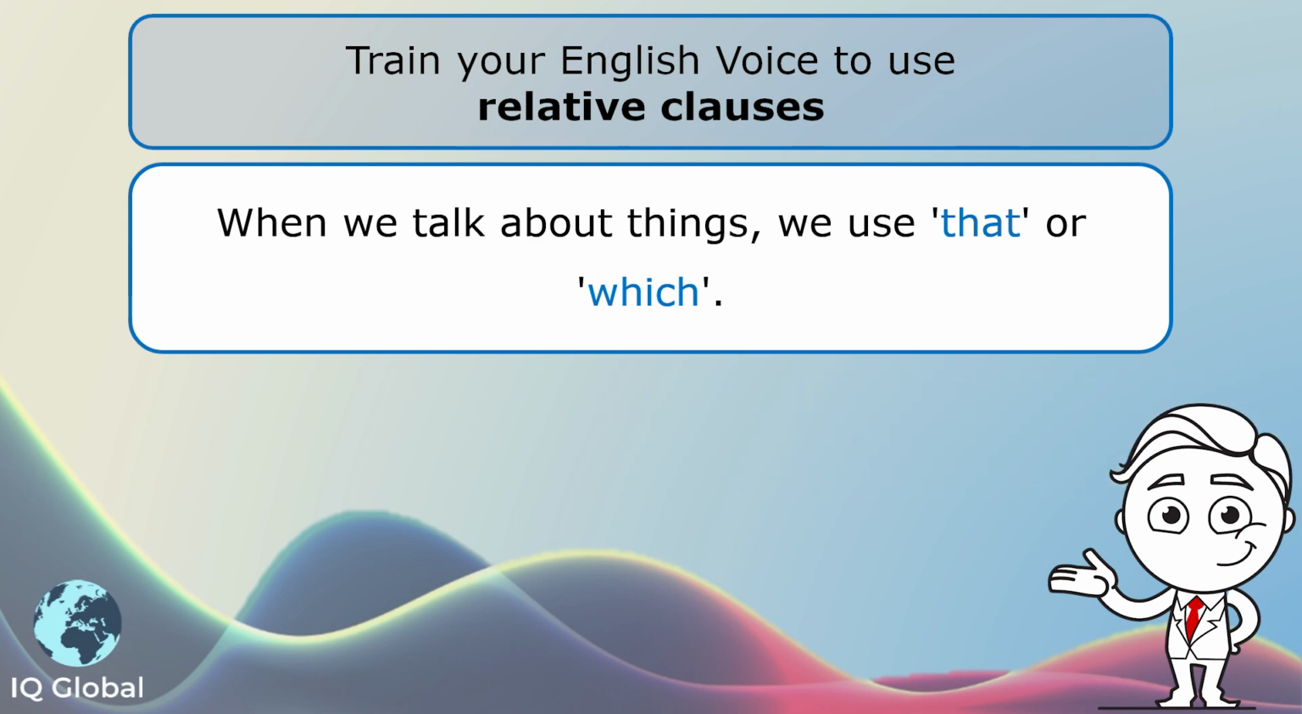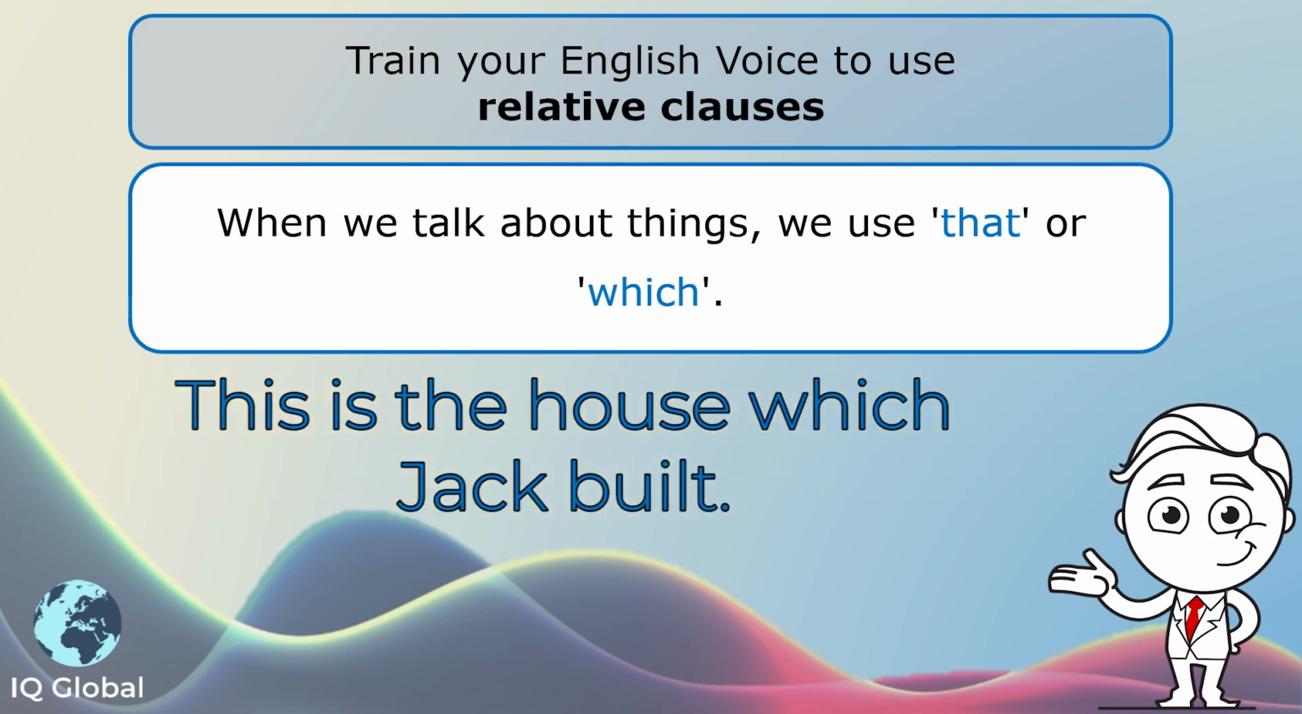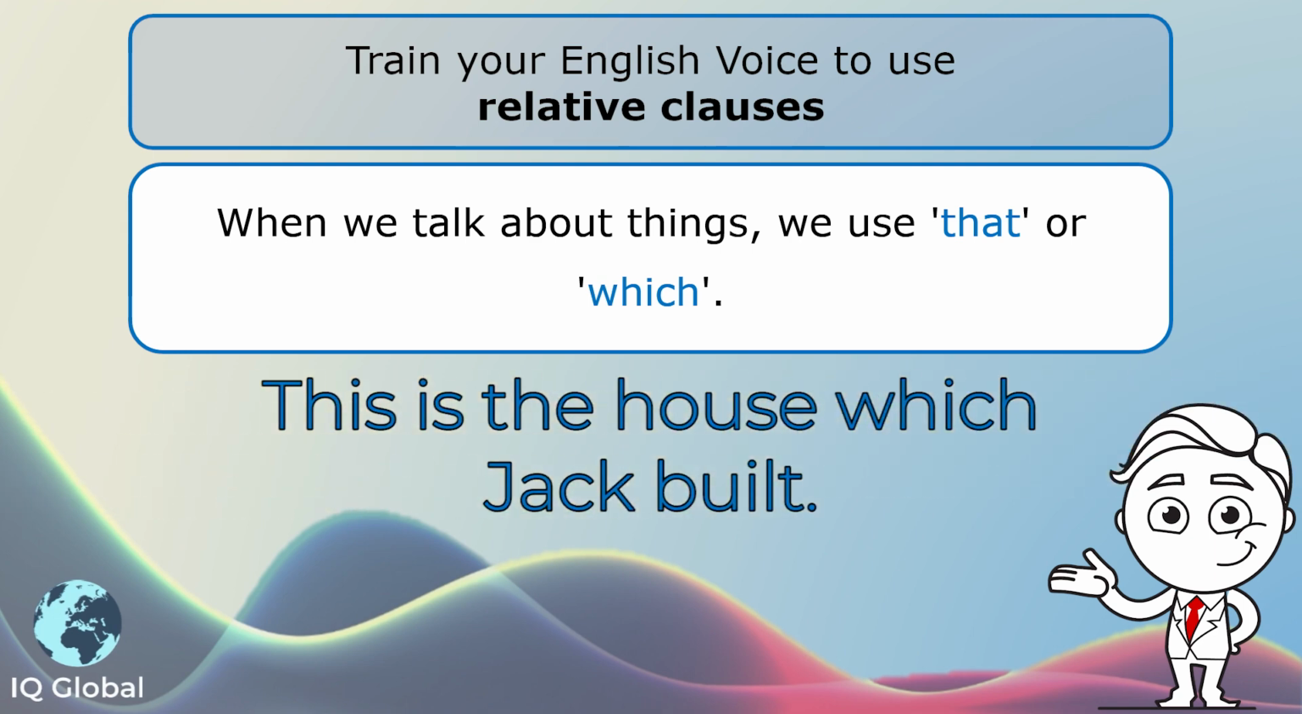Let's have a look at one more example. This is the house which Jack built. This is the relative clause in this sentence because it is telling me more about the house. It is the house that Jack built. House is the noun.